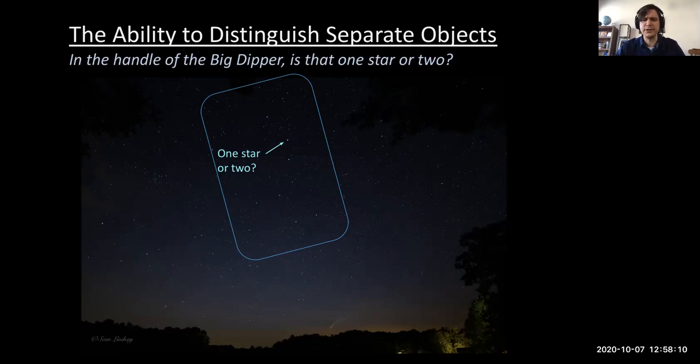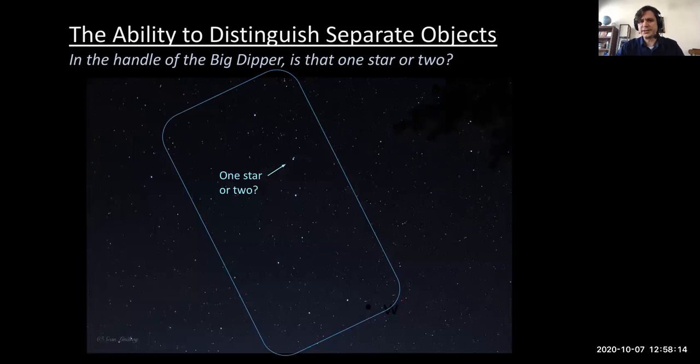Depending on how good your vision is, you might see that there are indeed two stars there. I can zoom in a little bit, and now on the screen, it becomes pretty clear that those are two different stars. They are separated by a small angular separation, about 12 arc minutes, but those are starting to become clearly two stars instead of one star.